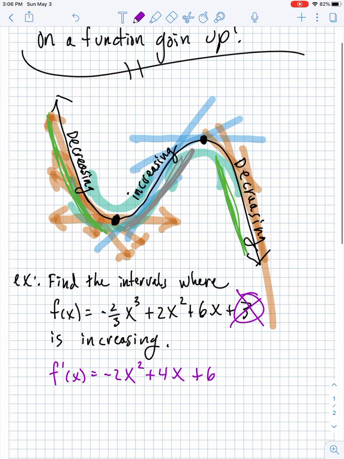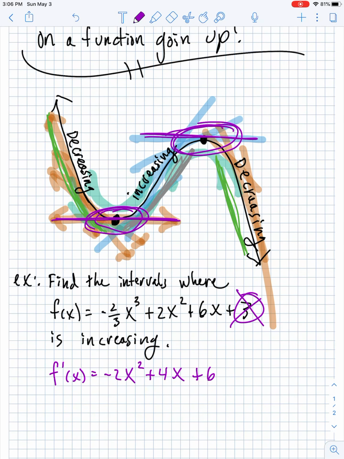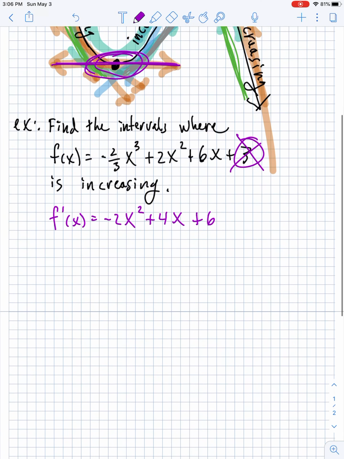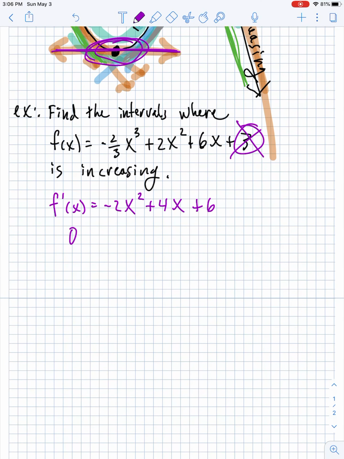Now, if we go back to this diagram up here, aren't these spots going to have slopes of 0, like the turnaround points, where they have a flat horizontal tangent? So if we set the derivative, the slope machine, equal to 0, that can help us find those turnaround points.